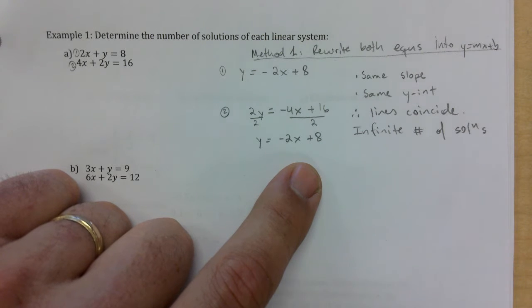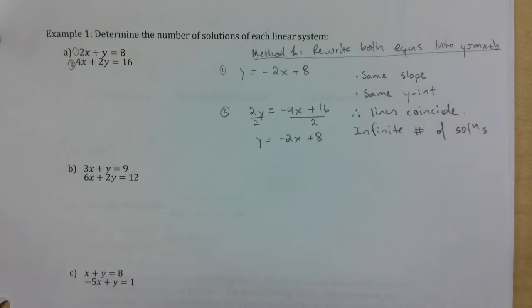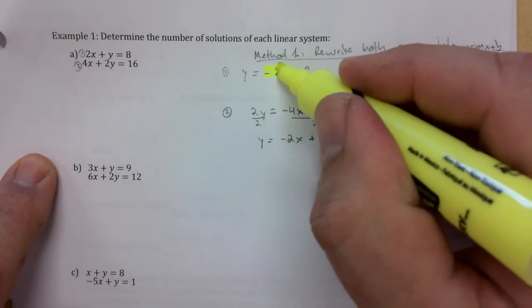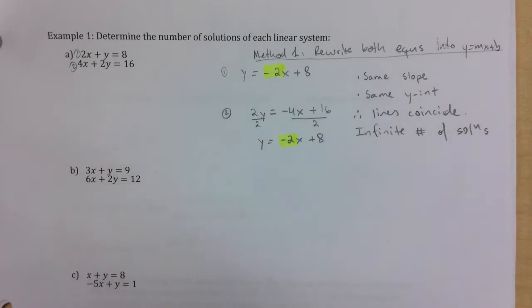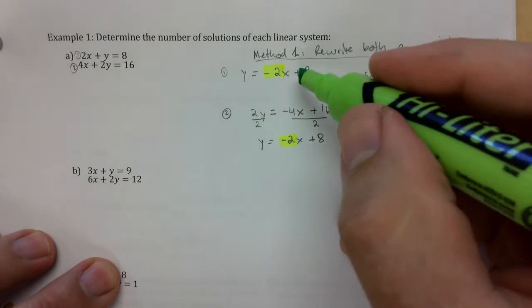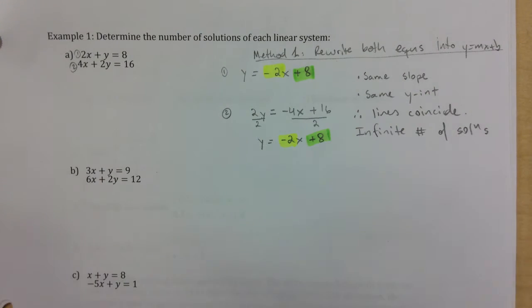Infinite number of solutions. Okay, so I will highlight the slopes and I will highlight the y-intercepts. So we're really talking about the same line. It's almost like you're graphing the same line again. And so therefore it's an infinite number of solutions because they're touching in every single point. Okay, so that's that.